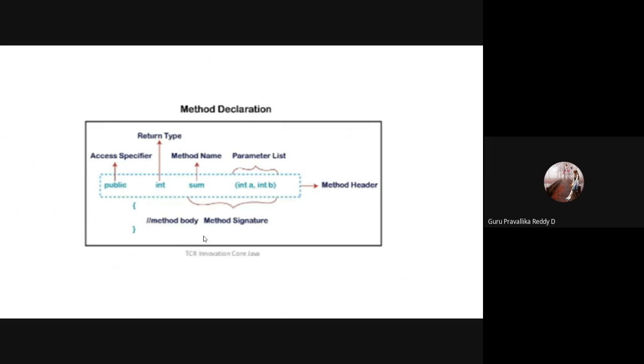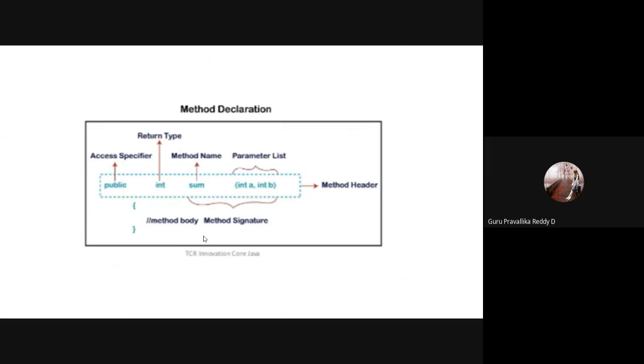Parameter list. It is the list of parameters separated by a comma and enclosed in the parenthesis. It contains the data type and variable name. If the method has no parameter, leave the parenthesis blank. Method body. It is a part of the method declaration. It contains all the actions to be performed. It is enclosed within the pair of curly braces.